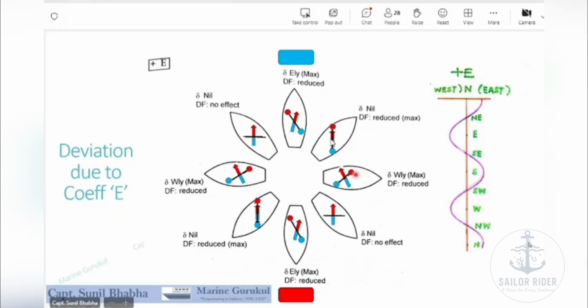If you look closely, this entire deviation diagram is very much similar to the diagram of coefficient delta, as if the coefficient delta diagram has been rotated by 45 degrees. So that's why I said there is a 45 degrees phase difference between delta and epsilon.